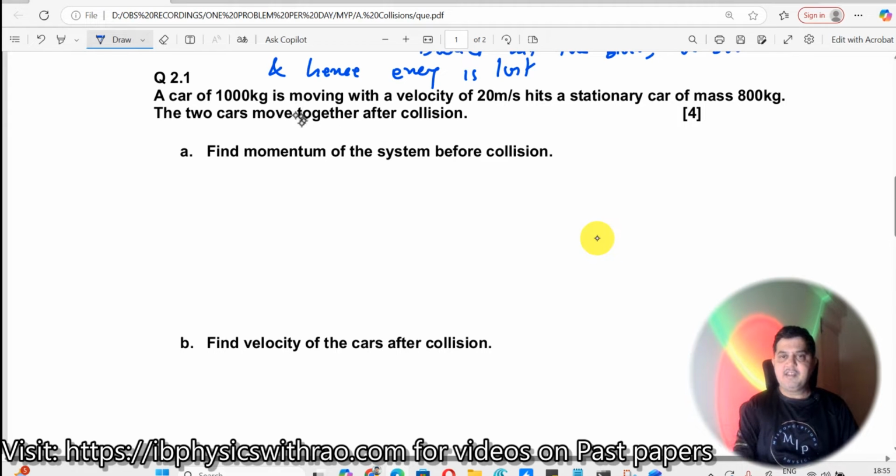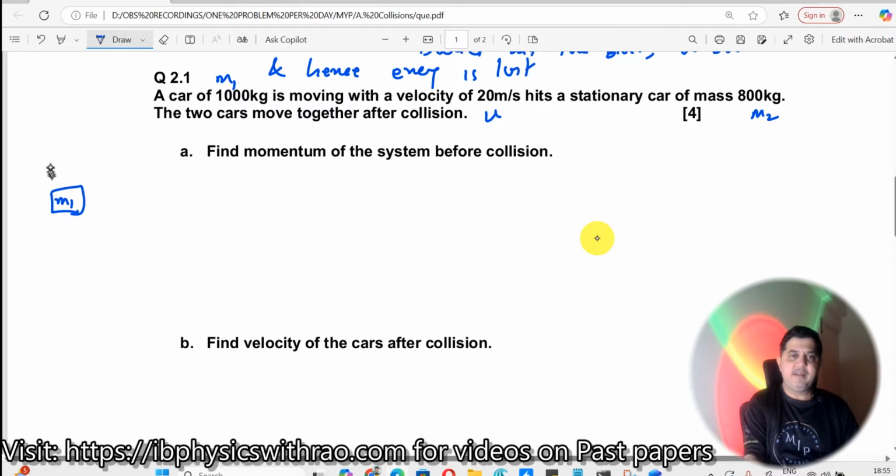A car of 1000 kg mass is moving at an initial velocity of 20 meters per second. It hits a stationary car of mass 800 kg. So this is your mass m1, and this is your mass m2. The two cars move together after collision. Find the momentum of the system before collision. Let us write down the diagram.